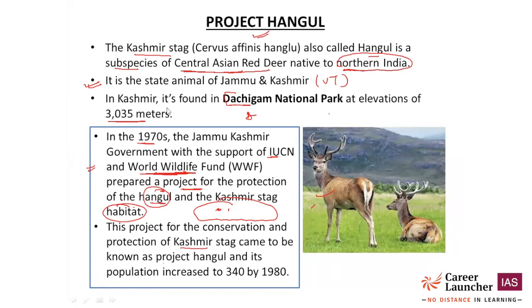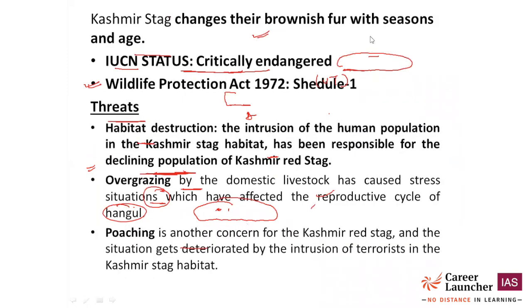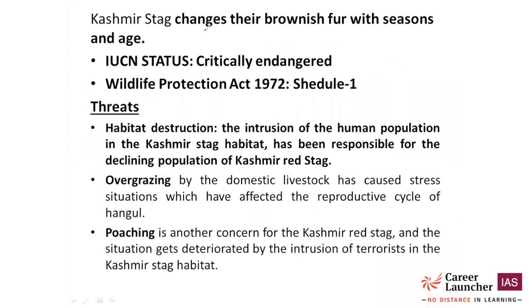What are the other important points about the Kashmiri stag? The Kashmiri stag changes its brownish fur with season and age. This is again a very important statement. Fur is present on the skin of this animal, and it changes with seasons, summer or winter, and according to age, when it becomes older. So the brownish fur is always changing. This is an important statement that you should know.